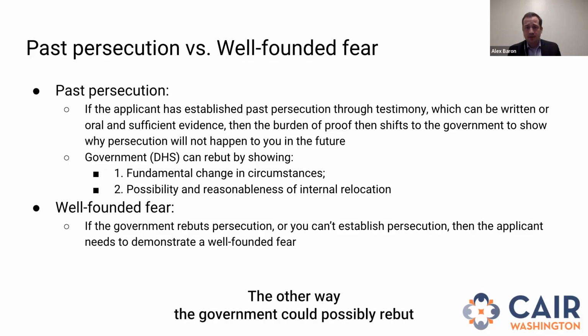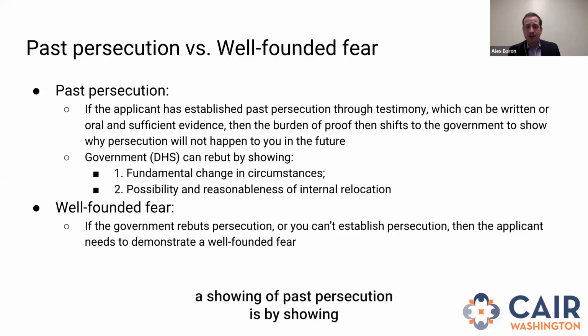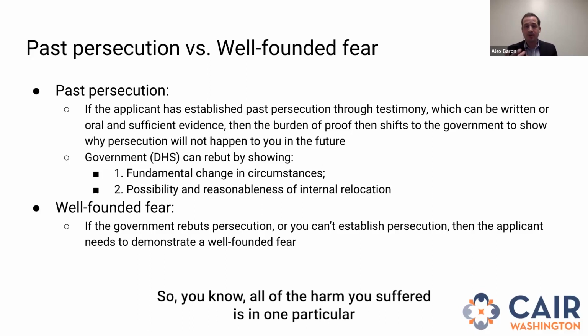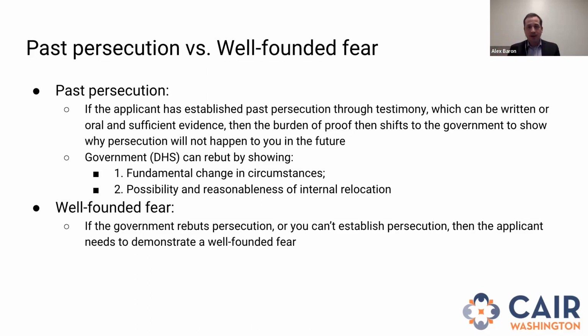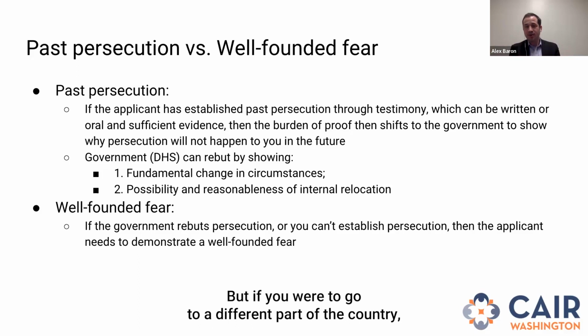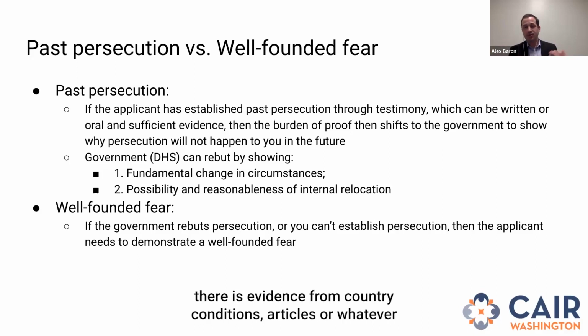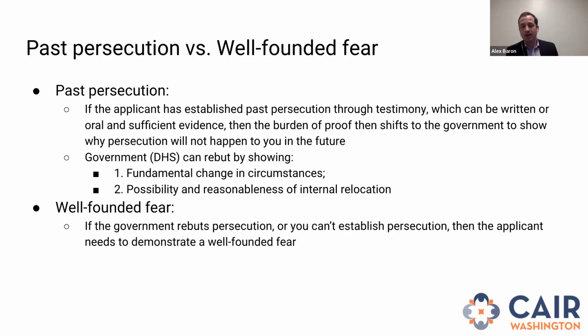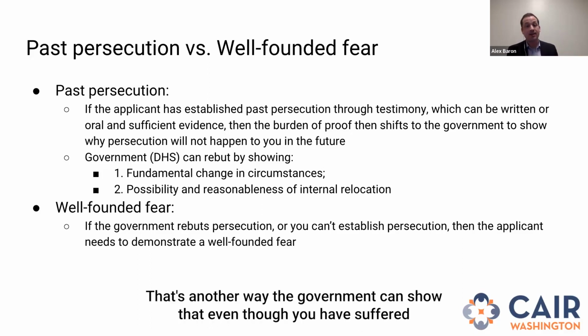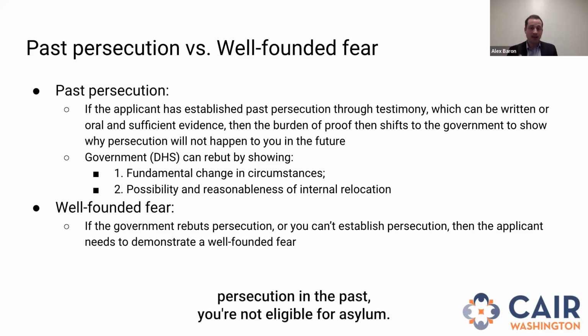The other way the government could rebut a showing of past persecution is by showing that you can relocate within the country somewhere else. So, all of the harm you suffered is in one particular conflict region of the country, or all of it is in the capital city. But if you were to go to a different part of the country, there is evidence from country conditions articles or whatever showing that everything is safe there, and you wouldn't be at risk. That's another way the government can show that even though you have suffered persecution in the past, you're not eligible for asylum.